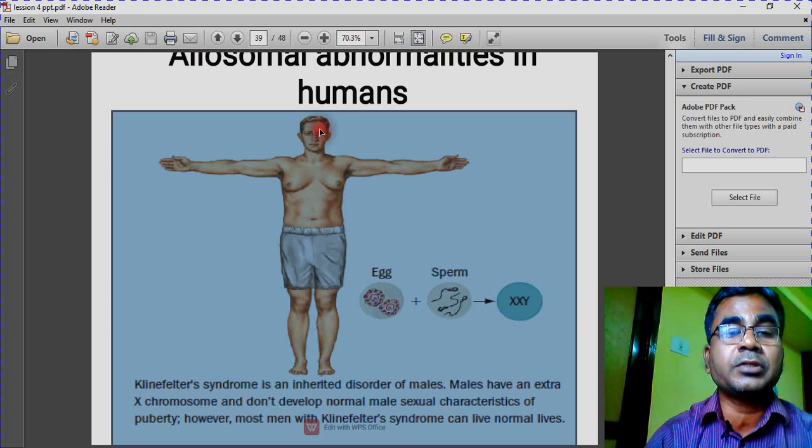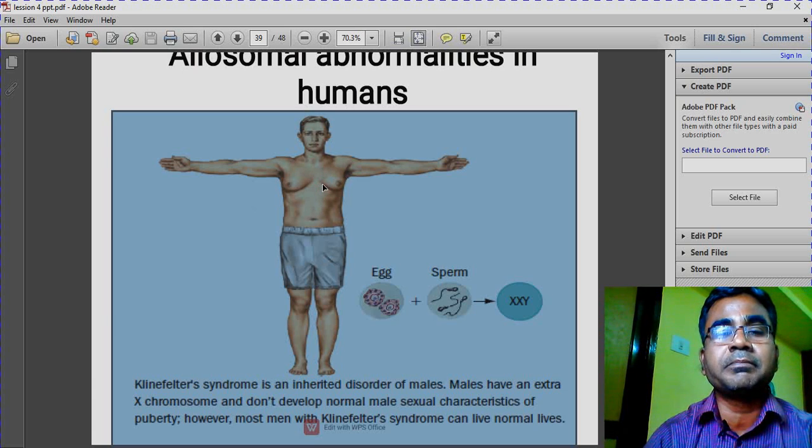The voice will be high-pitched, like ladies. And then underdeveloped genitalia. Their genital organs, reproductive organs will be underdeveloped, and feeble breast. Breast development must be only in females, but in this case, though he is a male, there is appearance of breasts. That is otherwise gynecomastia. Gynecomastia is appearance of breast in males.